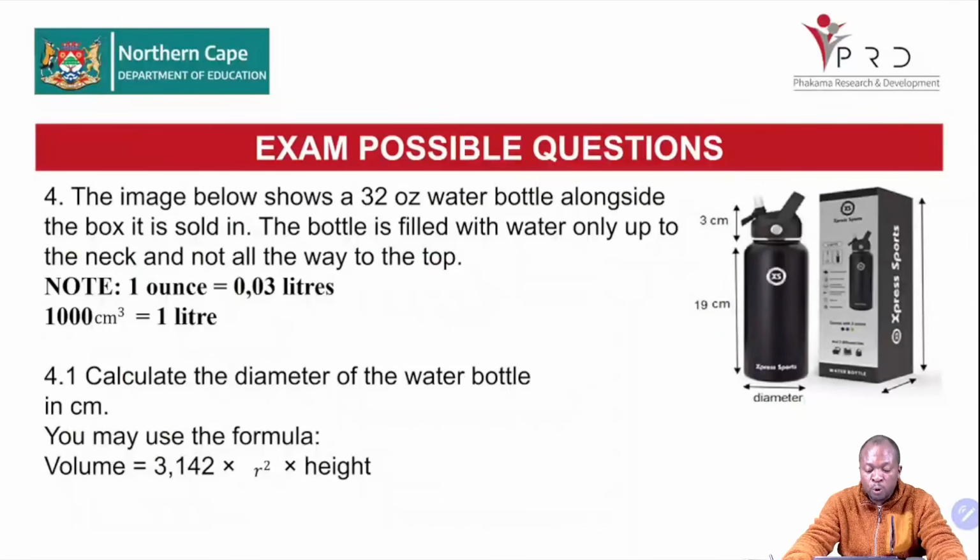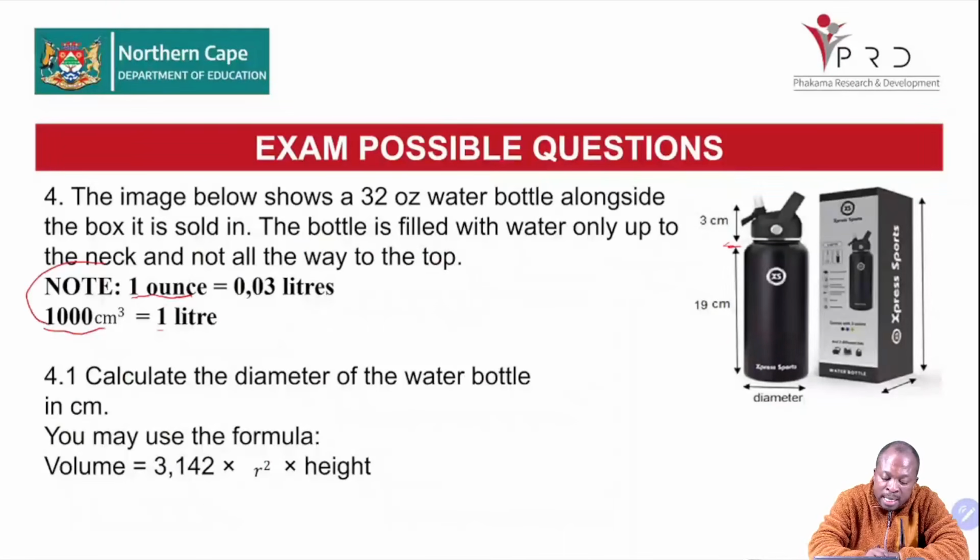The image below shows a 32 oz, or sometimes we call it ounces, 32 oz water bottle alongside the box it is sold in. The bottle is filled with water only up to the neck, somewhere here, and not all the way to the top. Take note, 1 oz, which is 1 ounce, is the same as 0.03 liters. Whenever you have 1,000 centimeters cubed, it's equal to 1 liter.